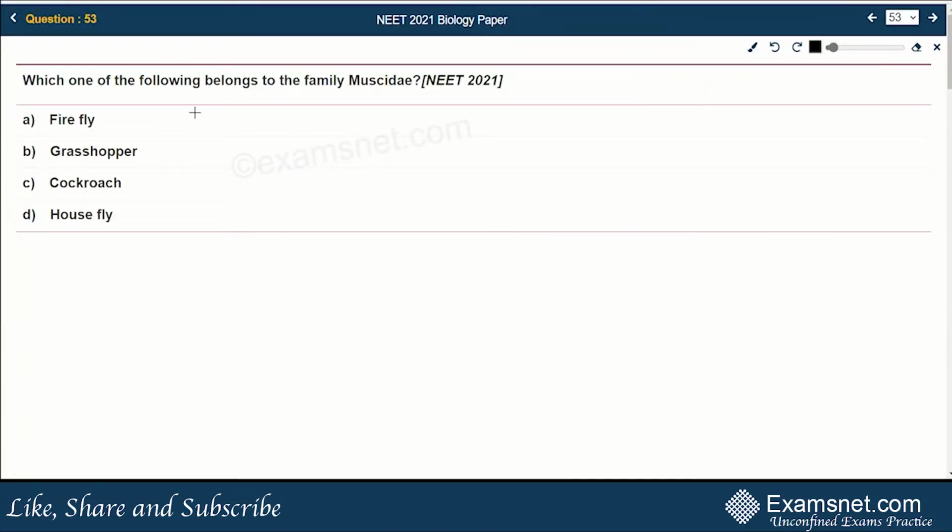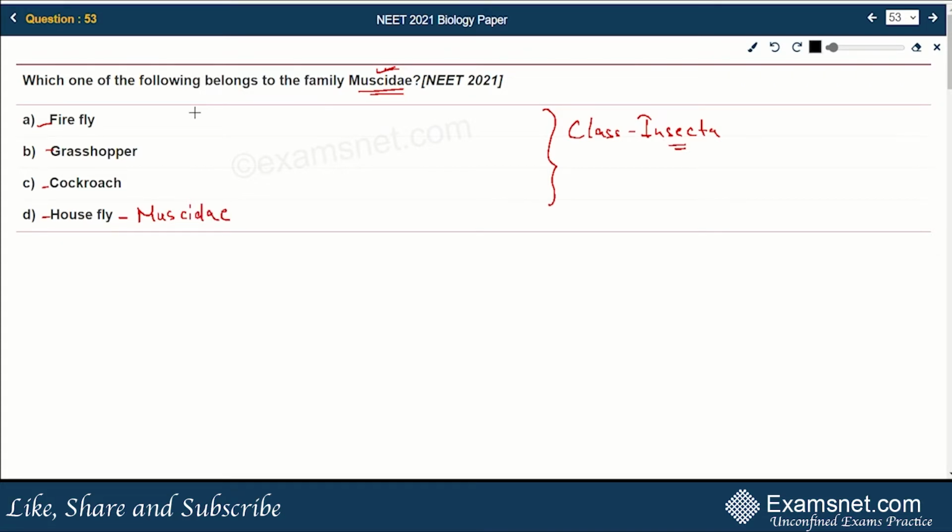So let's come to question number 53. It says which one of the following belongs to the family Muscidae. We have several insects mentioned here: firefly, grasshopper, cockroach and housefly. Before that, just remember that all of them are insects, so they belong to the class Insecta. Their class is the same but family is different. Now, Muscidae is the family that housefly belongs to. So option D will be the correct option for this.